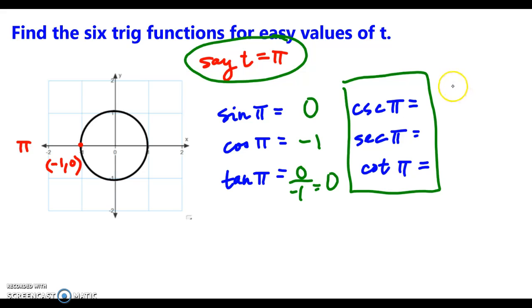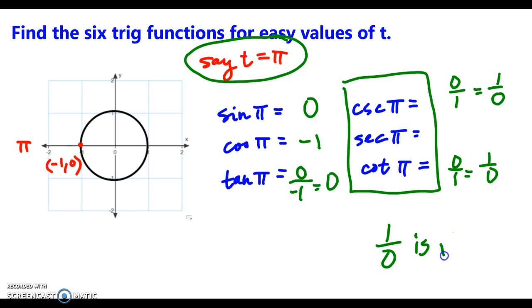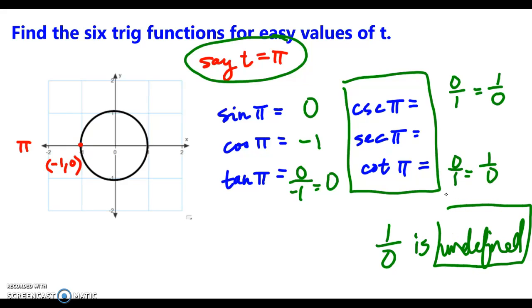Any number can be written as a fraction by just putting it over 1. So if we think of 0 as 0 over 1, the reciprocal would be 1 over 0. And the same is going to happen for cotangent. The reciprocal of 0 is going to be 1 over 0, and 1 over 0 is undefined. You cannot divide by 0. So for cosecant of pi and cotangent of pi, you should have undefined.